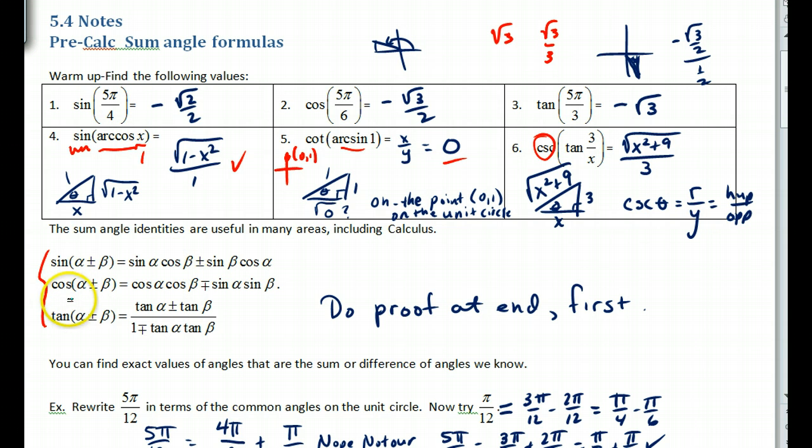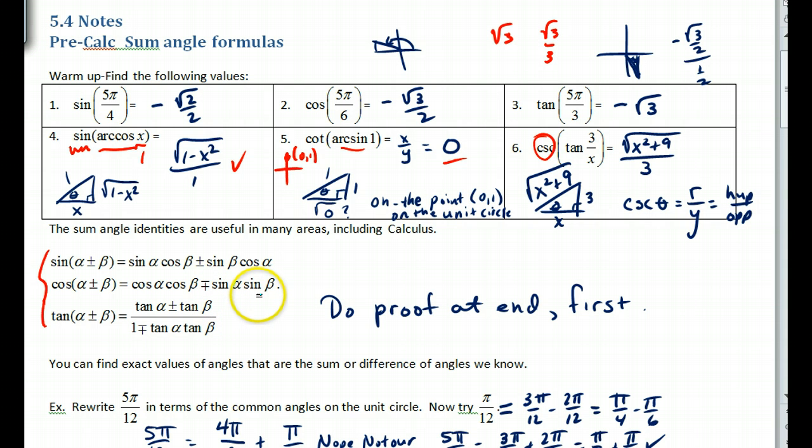So now I look at the cosine sum angle identity. Cosine of alpha plus beta. Now look at the plus or minus. If I have a problem that has a plus in it, over here I'm going to put a minus. If I have a problem that has a minus in it, over here I'm going to have a plus. Now look at the two functions, cosine, cosine. So with the cosine, these two functions stay the same, but then the plus or minus changes. So with these two formulas, always one thing changes and one thing stays the same. I don't know if that makes sense to you or not, but try that.